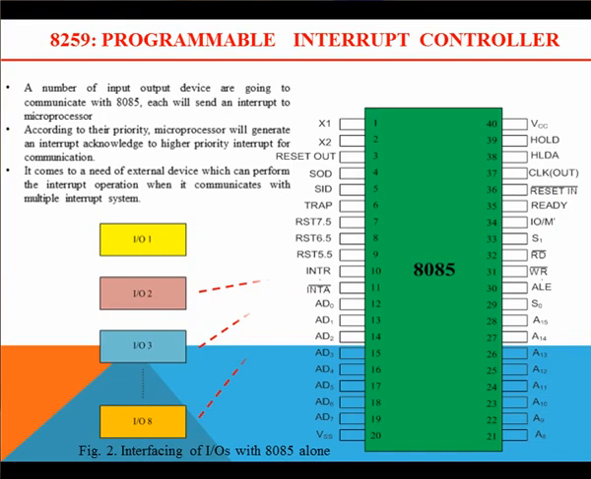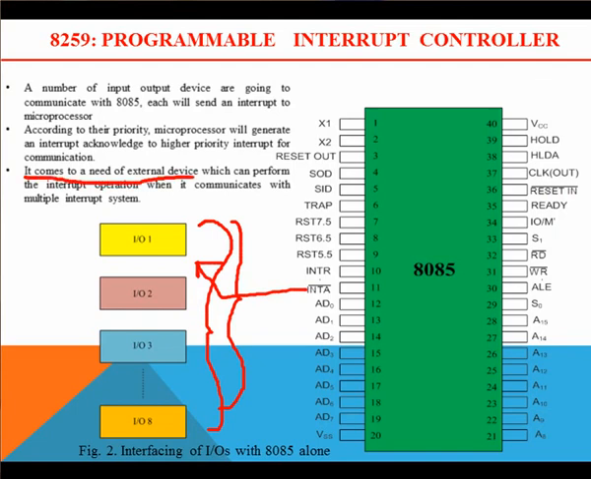The microprocessor will check the priority of each interrupt and will generate an interrupt acknowledge to the higher priority interrupt for communication. The disadvantage of this approach is that continuous checking of priority will make the whole system very slow. Therefore, there is a need of an external device which can perform the interrupt operation when it communicates with a multiple interrupt system.